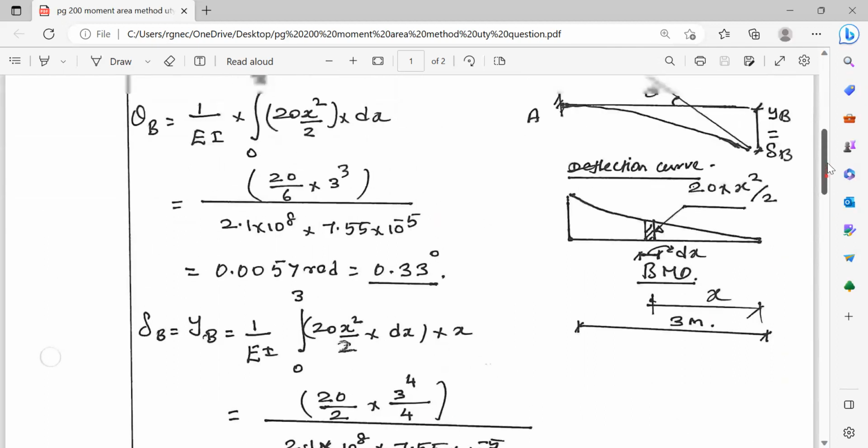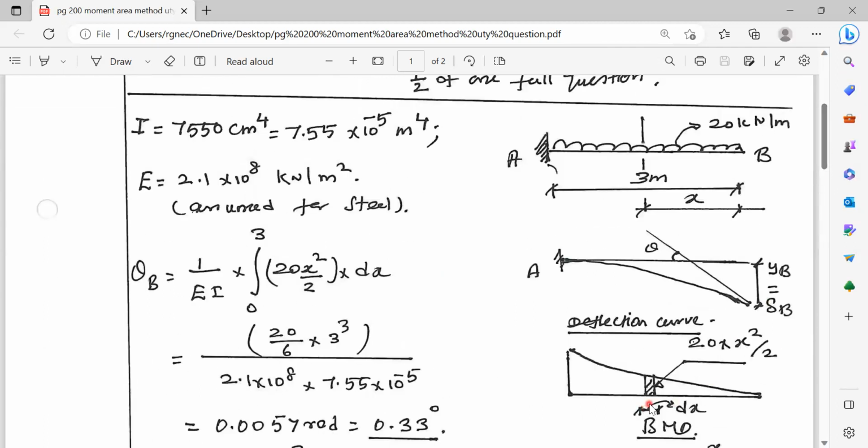Now, you can ask one question: why can't we take the moment about the point A? This is one tangent drawn from A, which is horizontal. This is another tangent drawn from B. Suppose this tangent gets extended, say up to point A. Now, what about the vertical intercept between the two tangents? If you take the vertical intercept at A, this is point A, this is one tangent, and this is another tangent, and this is the vertical intercept measured at A. This is the vertical intercept between the tangents.